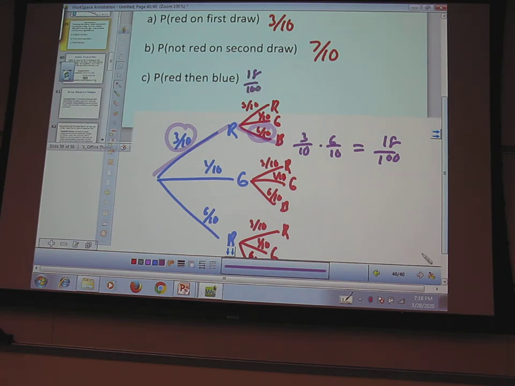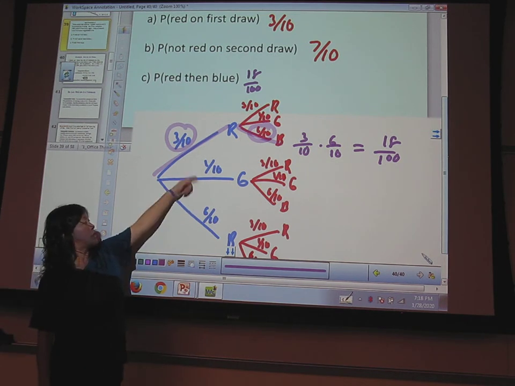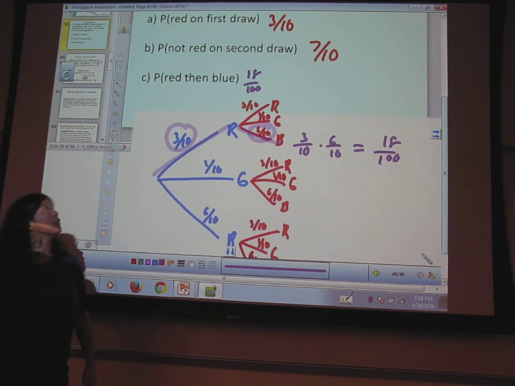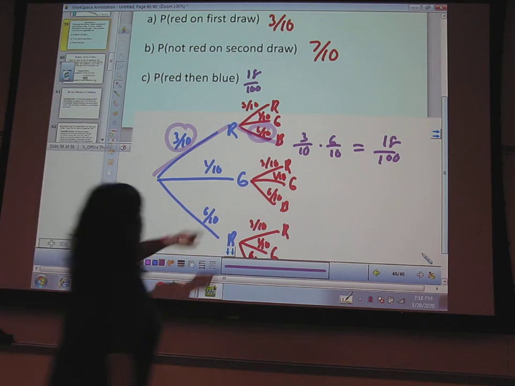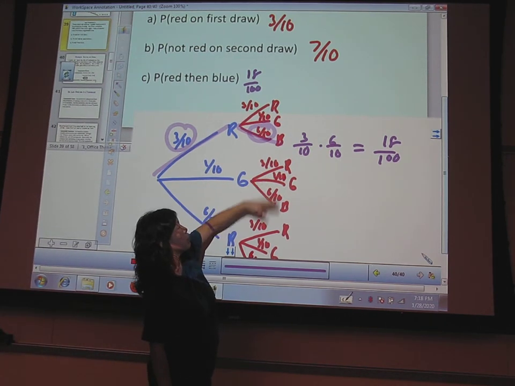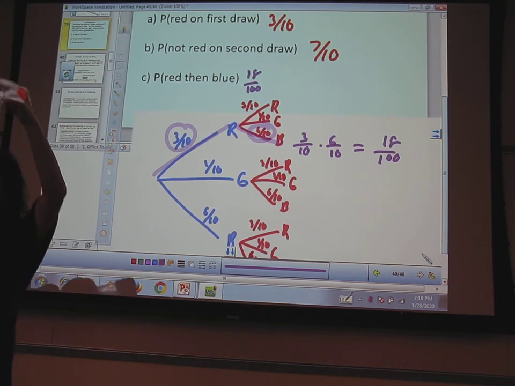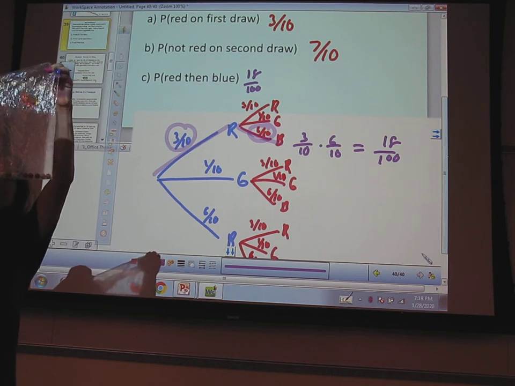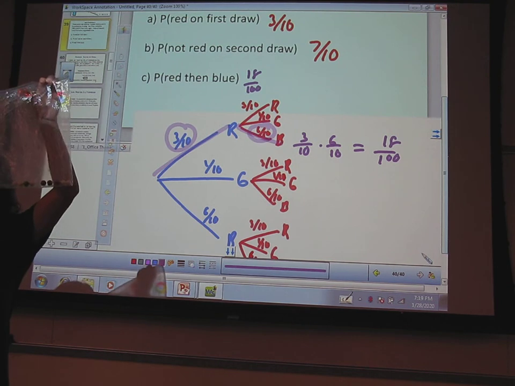Can you go over B one more time, please? Yeah, not red. What's not red? Green or blue. There's 7 of them out of 10 on the second draw. Right, so on the second draw, I replaced it. Same thing on the second draw. It doesn't matter what I drew the first draw, because I replaced the marble. What's the probability of not getting a red? I have 6 blue, 1 green. I have 7 out of 10 on the second draw.